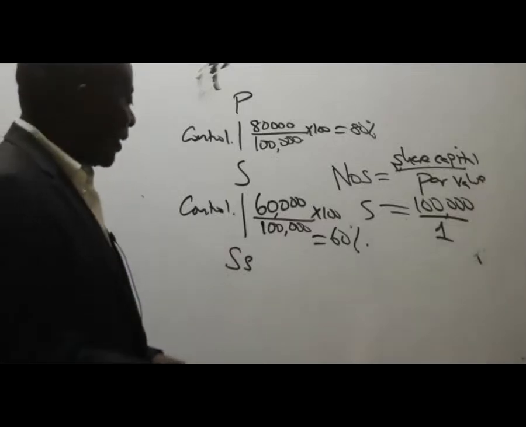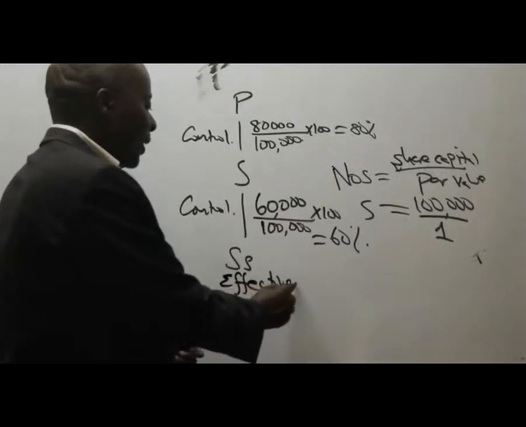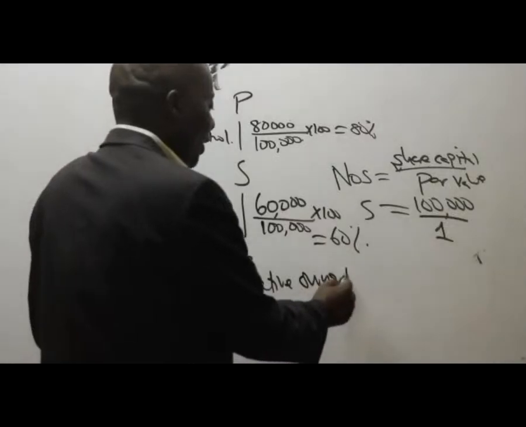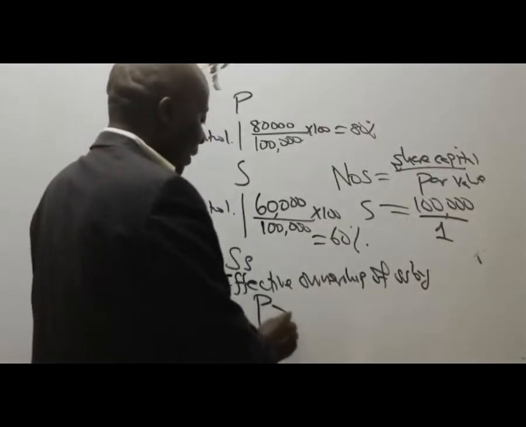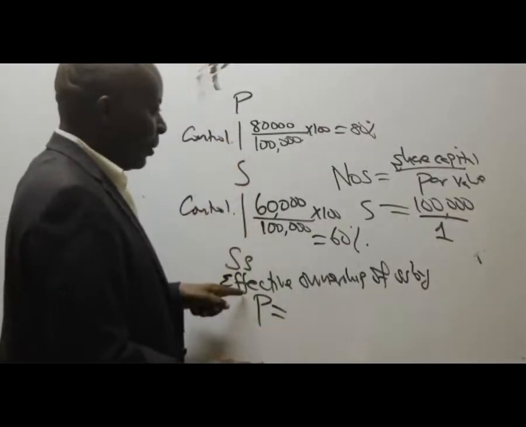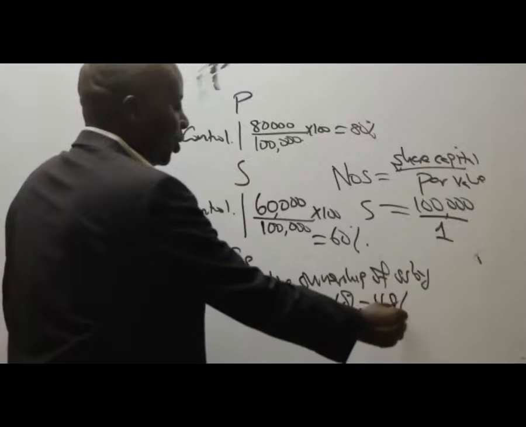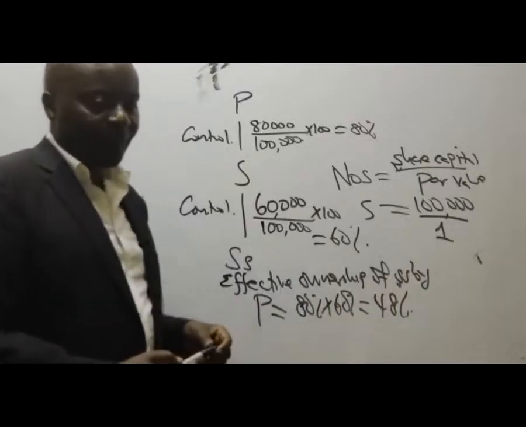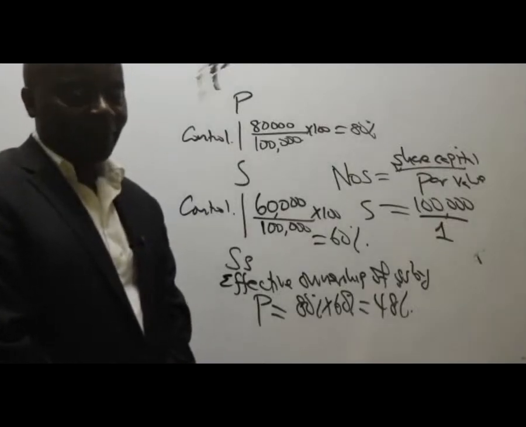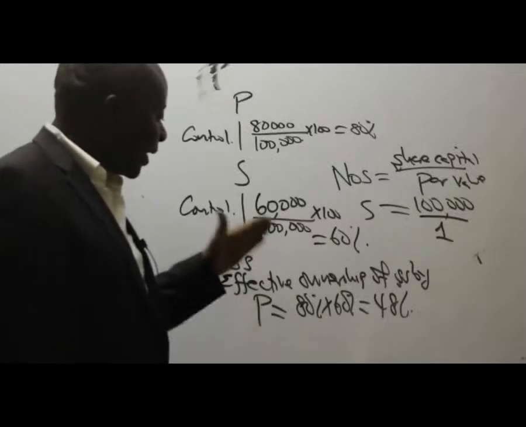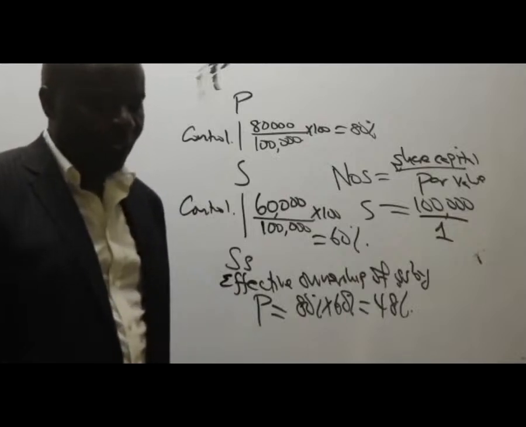But you see, listen here, when you look at the effective ownership of SS by P, it will be 80% times 60%, which gives me what percentage? Now, could you kindly comment? Somebody make a comment there. That P directly owns 48% of SS, and 48% is less than 50%.